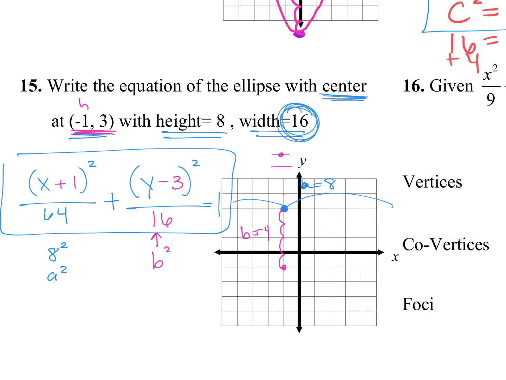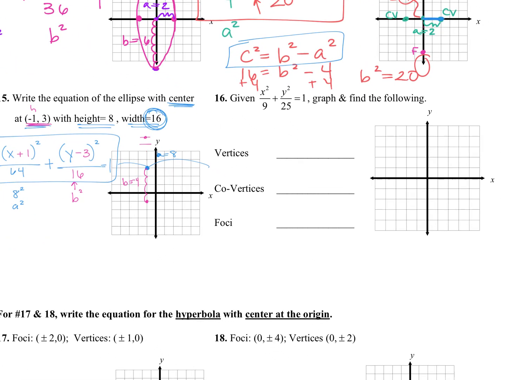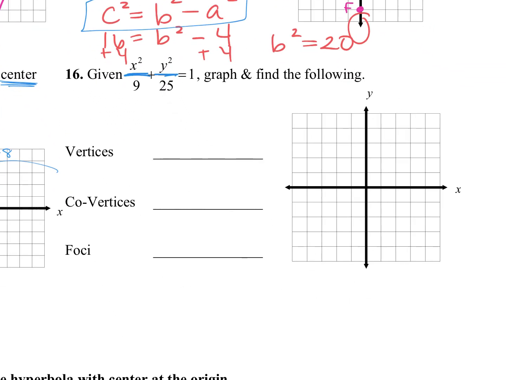All right, look at number 16. Where's your center for this one? Center's at 0, 0, right? Because there's nothing behind your x squared or your y squared. So we have a center at 0, 0. We have to figure out what are our vertices, what are our co-vertices, what are our foci with this. Can you tell me your A value?